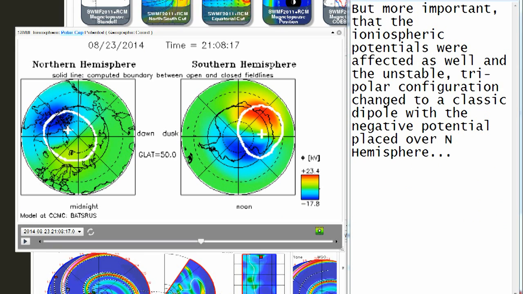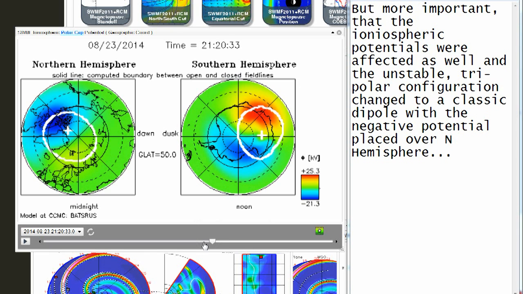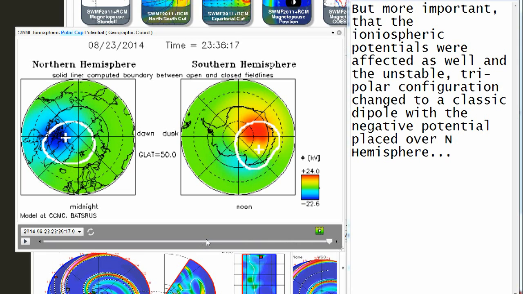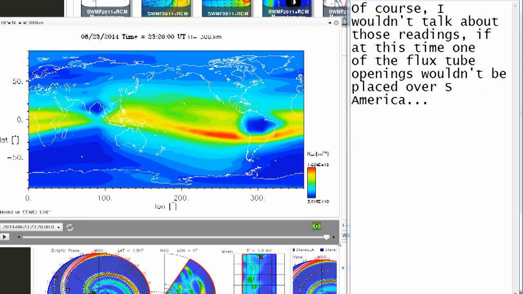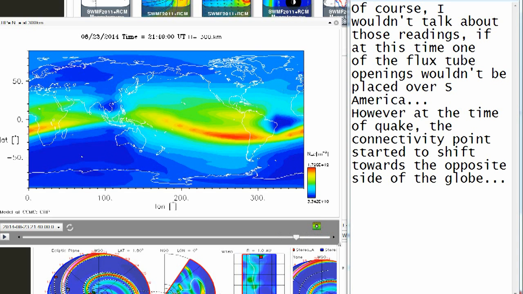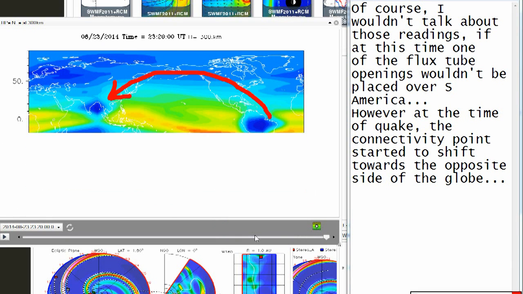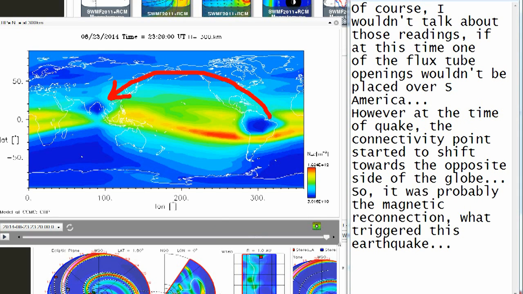But more important, the ionospheric potentials were affected as well, and the unstable tripolar configuration changed to a classic dipole, with the negative potential placed over northern hemisphere. Of course, I wouldn't talk about those readings if at this time one of the flux tube openings wasn't placed over Southern America. However, at the time of quake, the connectivity point started to shift towards the opposite side of the globe. So it was probably the magnetic reconnection which triggered this earthquake.